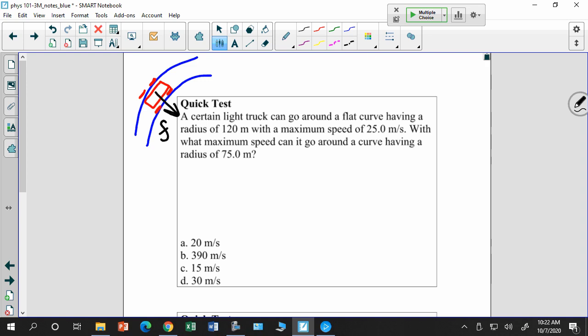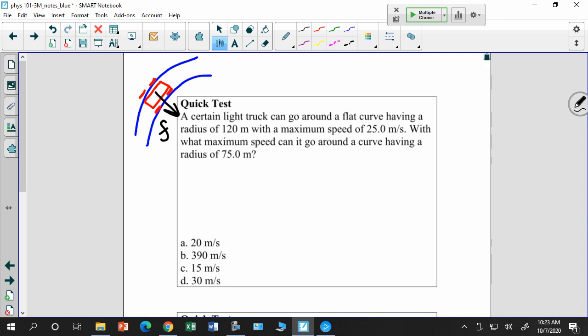Now, you're saying, oh, but there's a frictional force too that's propelling the truck forward, and that's true. But that's something different. That's not the centripetal force. So I have this frictional force that's actually causing it to go around the circle. And I want to know, if it can go around a flat curve with a radius of 120 meters with a speed of 25 meters per second, what maximum speed can it go around a curve having a radius of 75 meters?